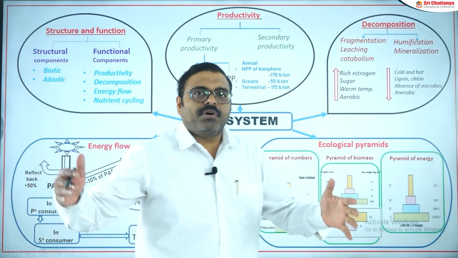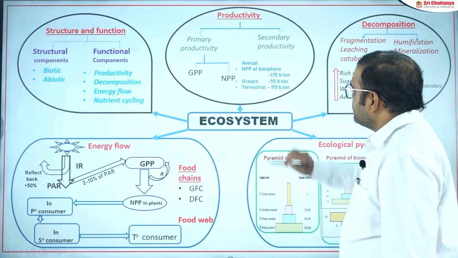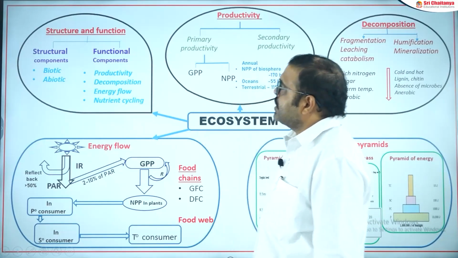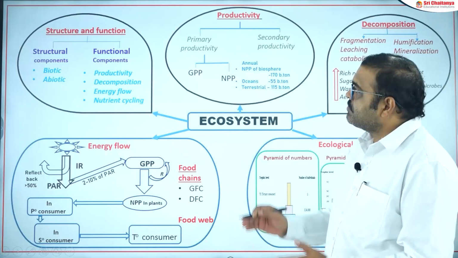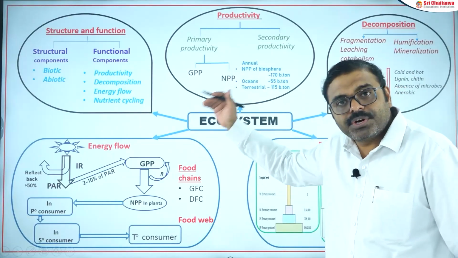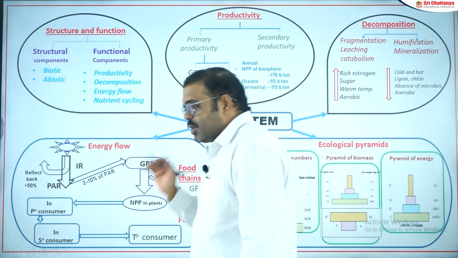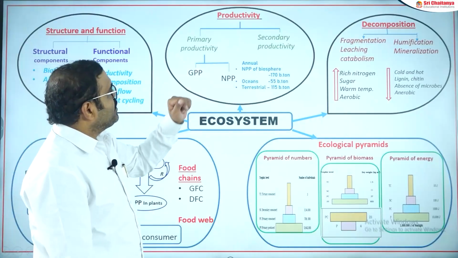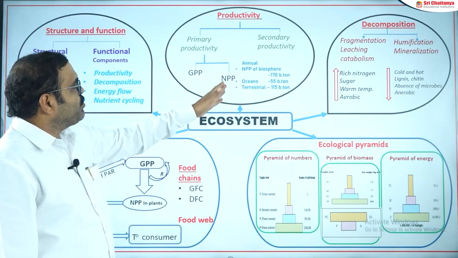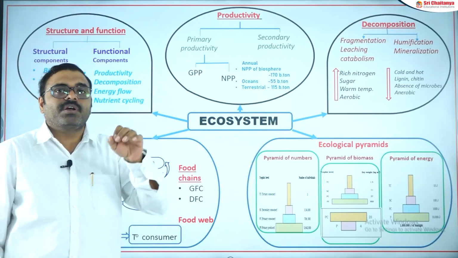Then let us summarize the whole ecosystem in one flowchart that explains the core concept. In this ecosystem, there are important areas we need to cover for understanding. One is structure and function. Ecosystem structure consists of structural components and functional components. Those are biotic and abiotic components. Functional components are productivity, decomposition, energy flow and nutrient cycling. In the case of productivity, again there is primary productivity and secondary productivity. Primary productivity is again gross primary productivity and net primary productivity. Secondary productivity is the conversion of primary productivity to secondary productivity by consumers. The annual net primary productivity is 170 billion tons over the whole biosphere; oceans contribute 55 billion tons and terrestrial about 115 billion tons.